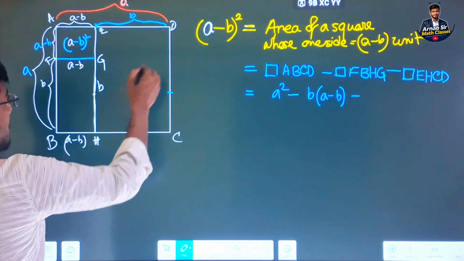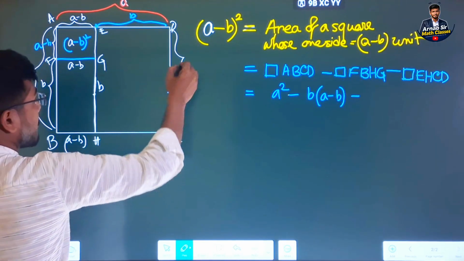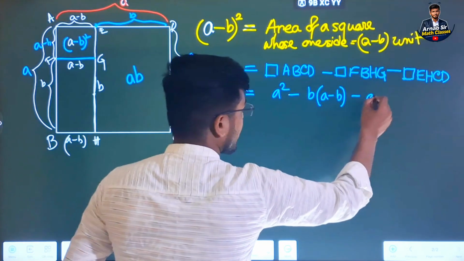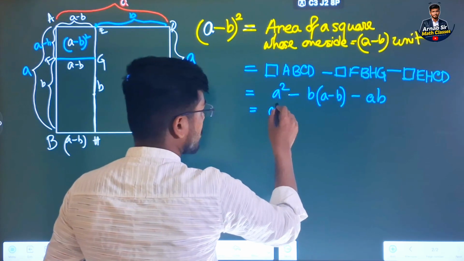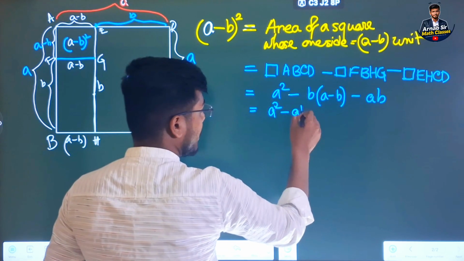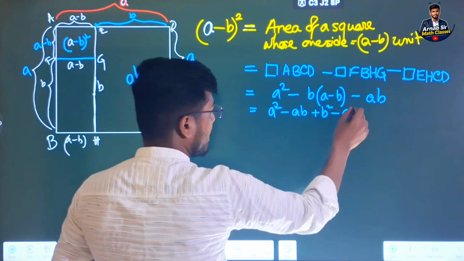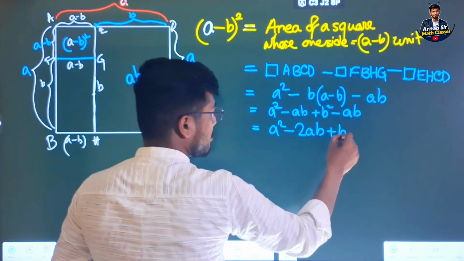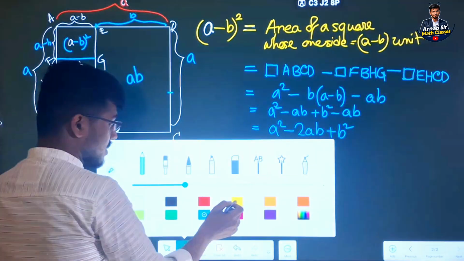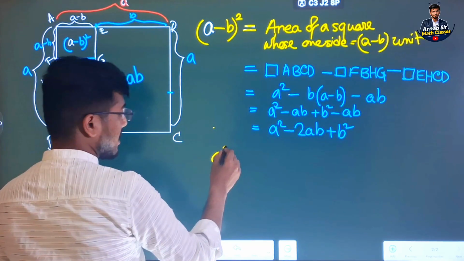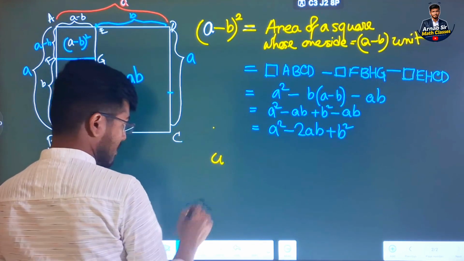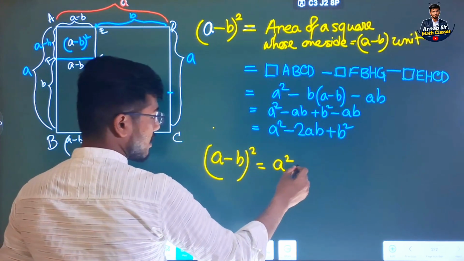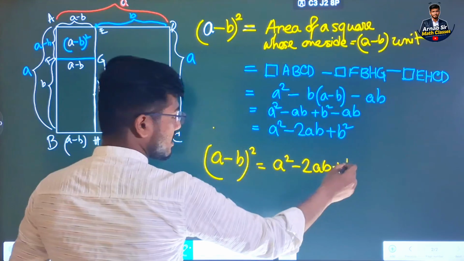Next one, this portion: this is B and this is A, so what is the area? It is AB. So subtract AB. Clear? If we multiply it, A square minus AB plus B square minus AB. That means we write A square minus 2AB plus B square. So A minus B whole square equals A square minus 2AB plus B square.